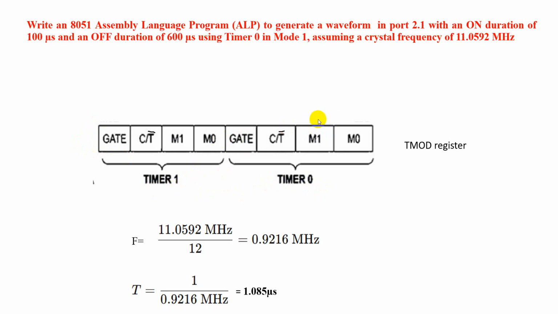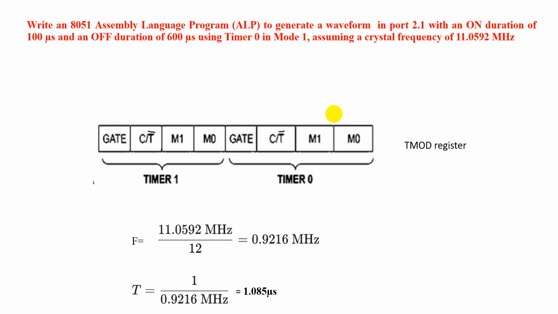Whenever M1 M0 is 0 0, it acts as mode 0. Mode 0 is a 13-bit counter. 13-bit counter means it will count from 0000H to 1FFFH. It counts 13 bits. It is a 13-bit counter.